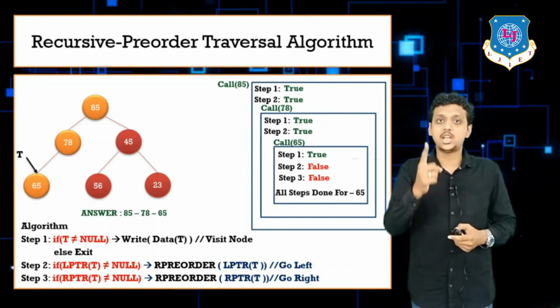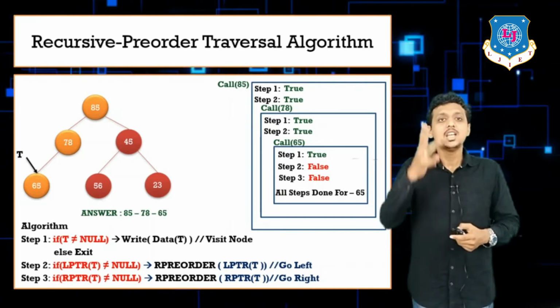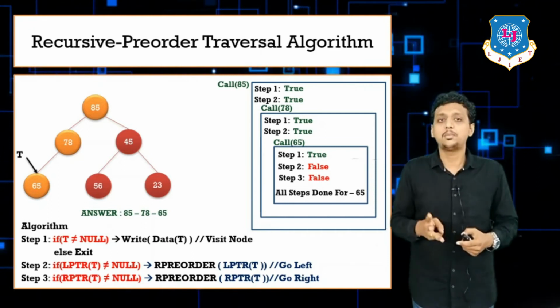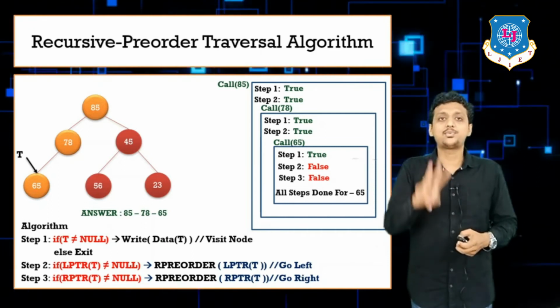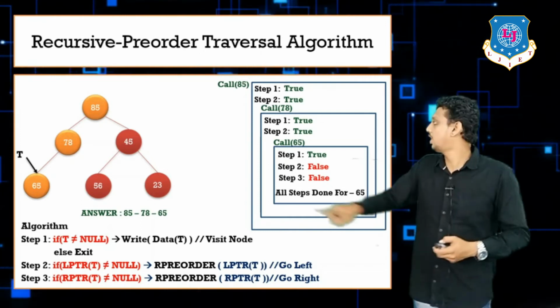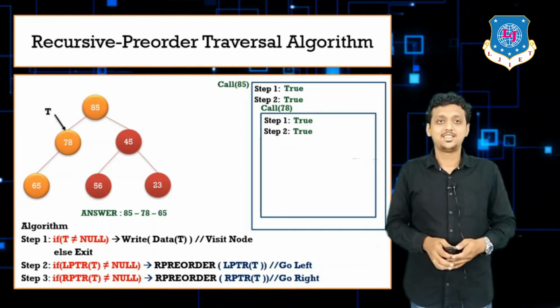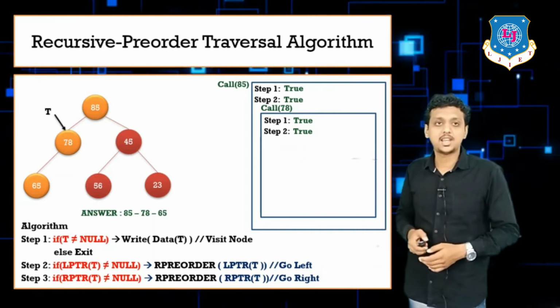Step number 1 is to check whether the node exists or not. Step number 2 is for the left subtree, and step number 3 is for the right subtree. All 3 steps are successfully completed for node 65. That means this function call is completed, so it goes out from the stack. See, it goes out from the stack.